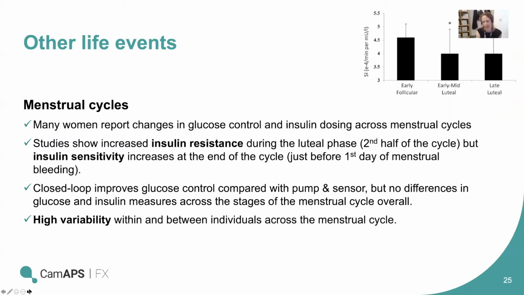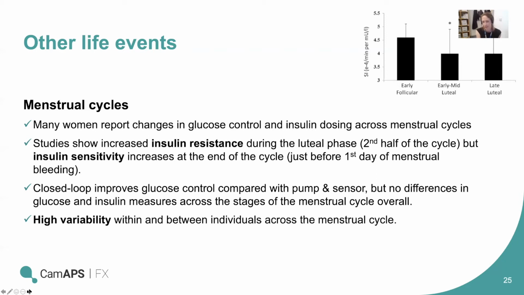changes in their glucose control and their insulin doses that they require across the menstrual cycle. And it's not been a particularly well researched area. There's a few papers out there that have looked into it, but very little in terms of closed loop. But I think this is really an area where closed loop comes into its own in managing variability of insulin requirements rather than having to change pump settings every few days.